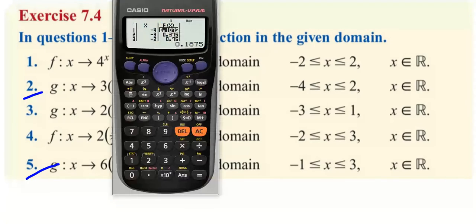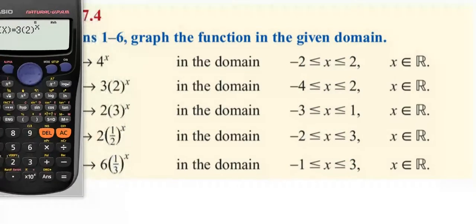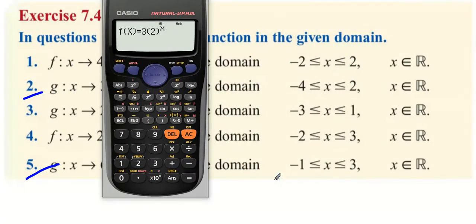So what did I do? I did 3 by 2 to the power of x. So I did question 2 there. So f of x equals 3 by 2 to the power of x. Sorry guys, just doing one on my own at the moment. And then from minus 4 to 2.